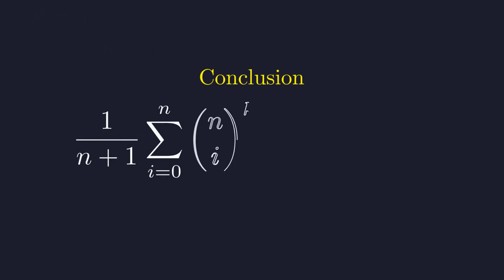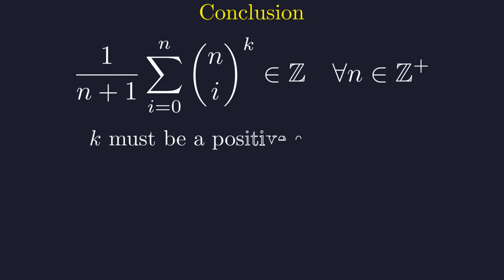So let's put it all together. We were looking for all positive integers k that make this expression an integer for all positive n. We found that k must be even by testing n equals 2. We then proved that any odd k fails by choosing n to be p minus 1. Finally, we proved rigorously that all even integers are solutions using Lucas's theorem and the properties of binomial coefficients. The final answer is that k must be a positive even integer.